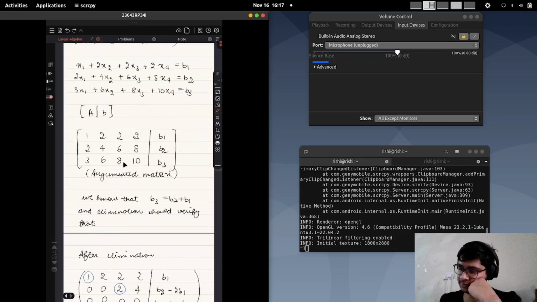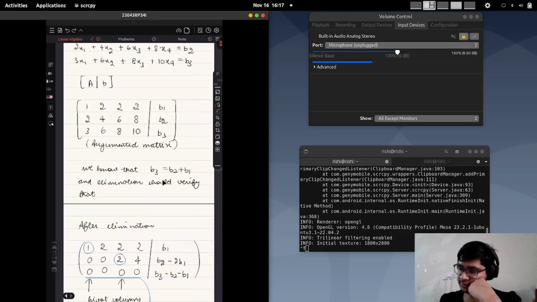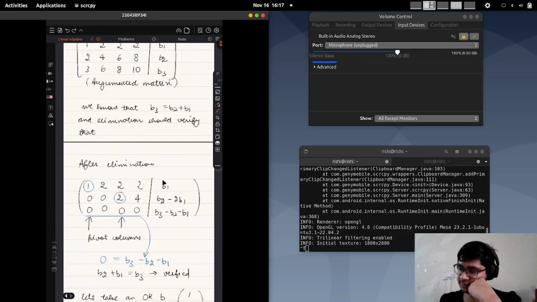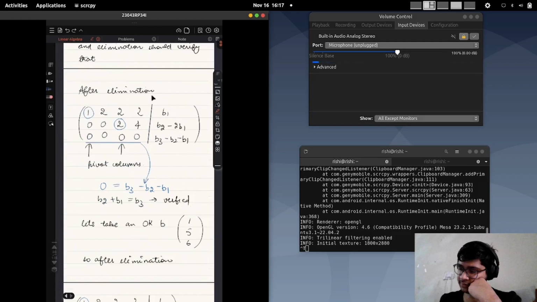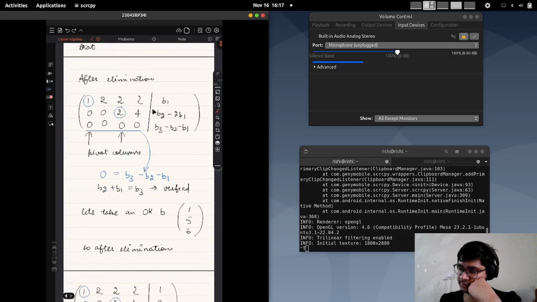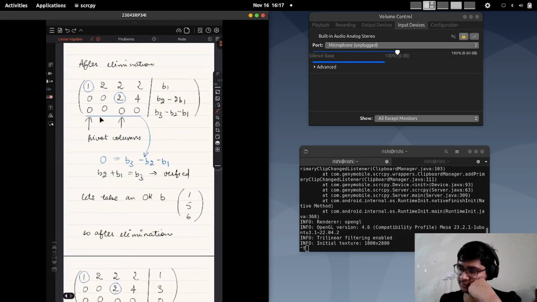Because the summation of these two forms this matrix, and elimination should verify this, just like before. We did the elimination. Obviously we got 0. We got 2 pivot columns. We should have gotten 0, obviously, because the summation is okay. So this is the augmented matrix, this on the right side, and this is equal to 0, and b2 plus b1 equals b3.